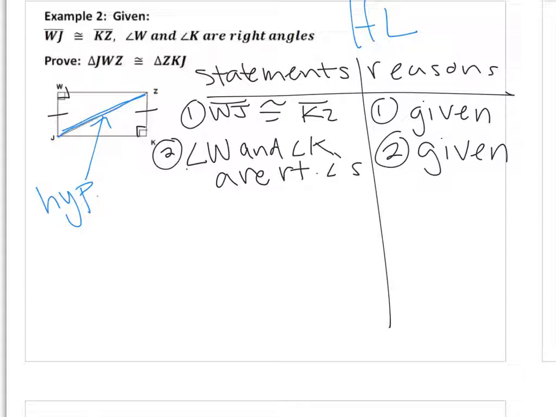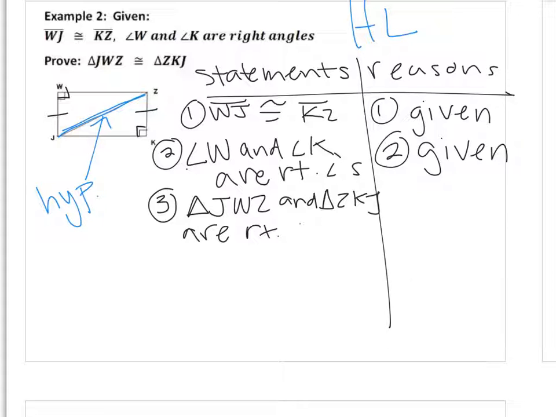So for step 3, I'm not going to say the angles are congruent. I'm going to say these are right triangles. So I can say triangle JWZ and triangle ZKJ are right triangles. And the reason is because of the definition of right triangles. By definition, if you have triangles with a right angle, that is a right triangle.